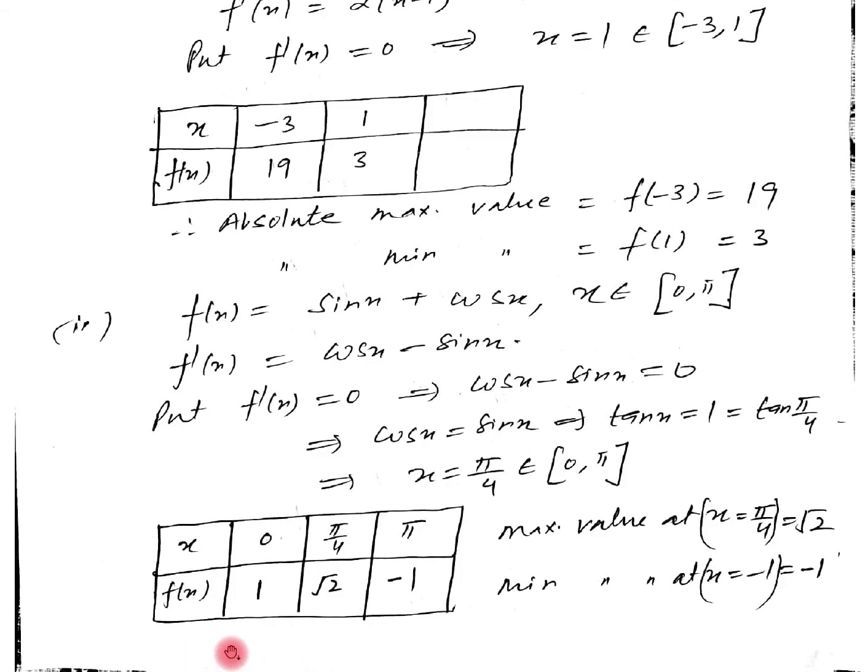Now we should compare which one is maximum. This is maximum and this is minimum. Therefore the maximum value of the function is root 2 at x equal to pi by 4, and the minimum value of the function is -1 at x equal to pi. Just make the correction: minimum value of f(x) equal to -1 at x equal to pi.